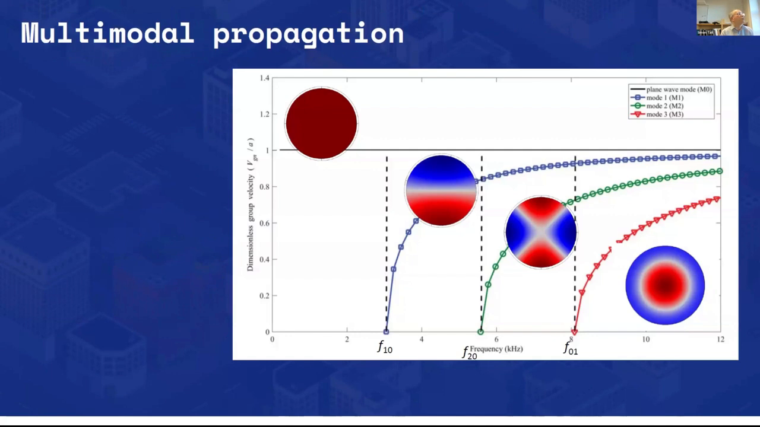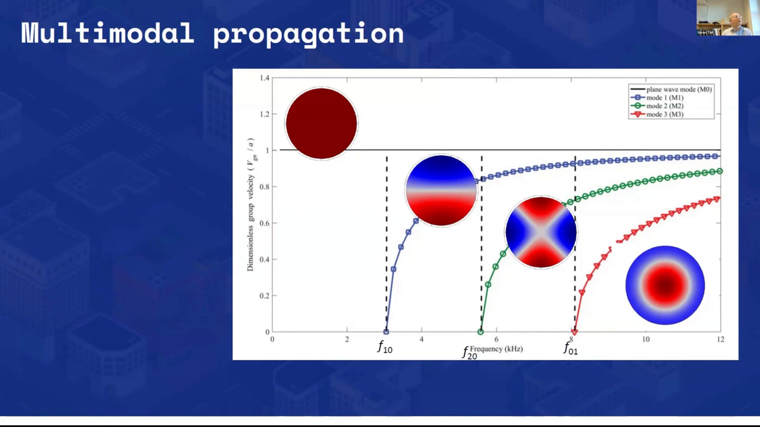So what this shows here is what I've been talking about. At the lower frequencies, you have this brown round circle at the top. That's a plane wave mode, where you have the wave moving down the pipe along the axis of the pipe, and you get a very, very uniform signal being returned.